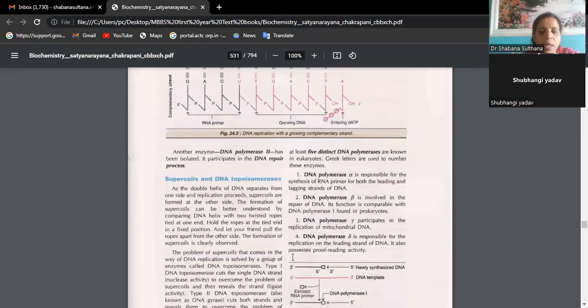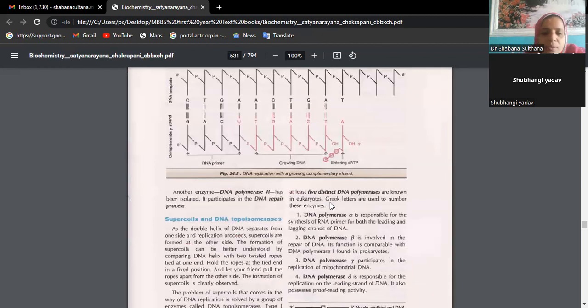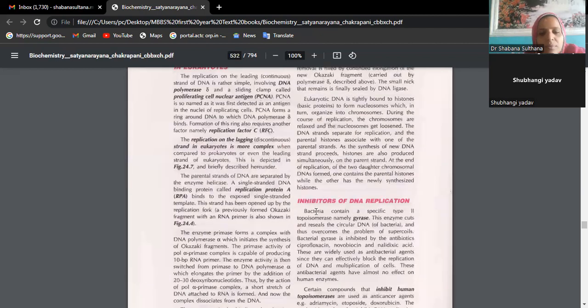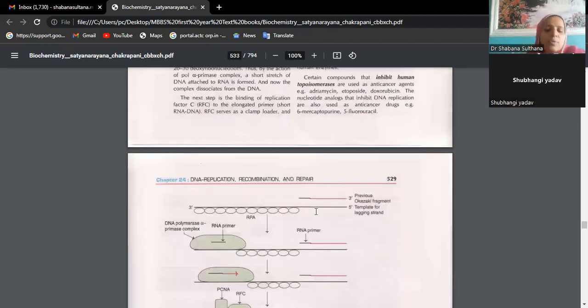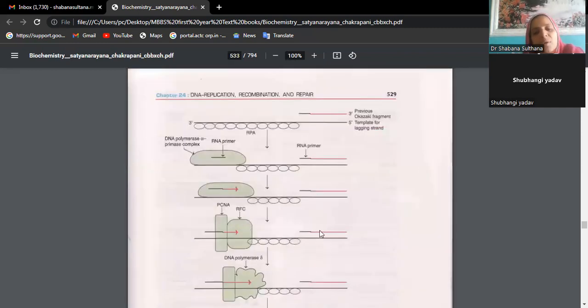We will see replication in eukaryotes. Very, very important. It comes as an essay question. Okay. Now see here. Replication of DNA in eukaryotes. First thing is I will try to show you everything from this picture, then you will learn.